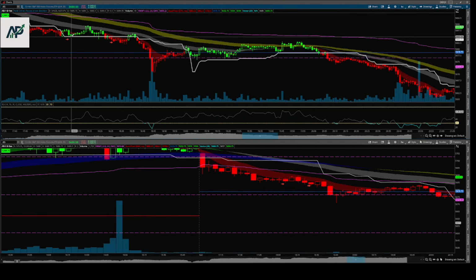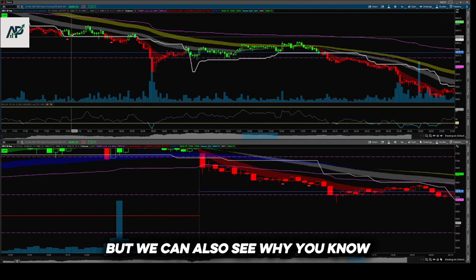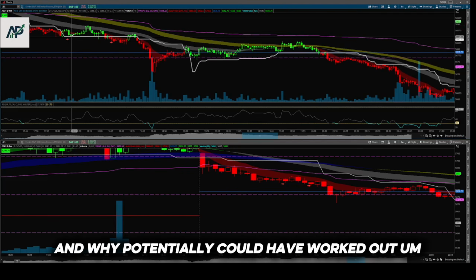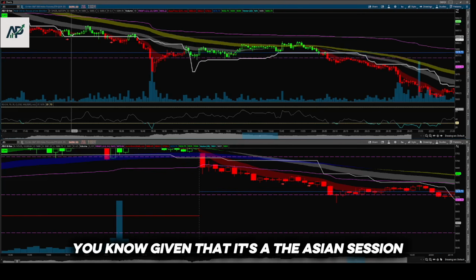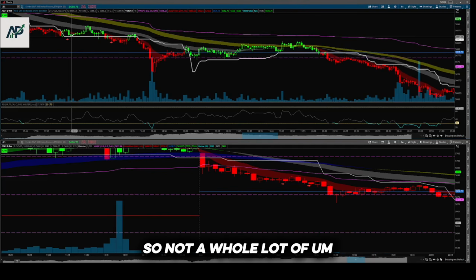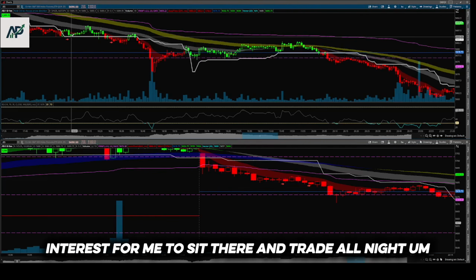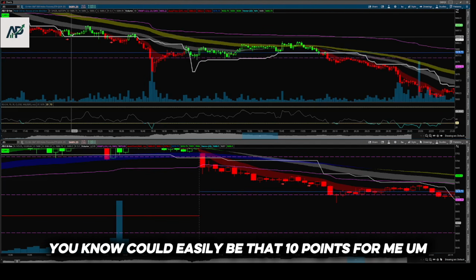why that trade did not work out, but we can also see why I took the entry and why it potentially could have worked out. For me, given that it's the Asian session, I'm seeking 10 points, risking 3. Looking for a simple trade Sunday evening. Trying to get to family dinner, so not a whole lot of interest for me to sit there and trade all night. That bounce right off that support could easily be that 10 points for me.